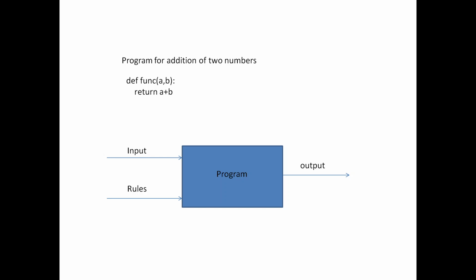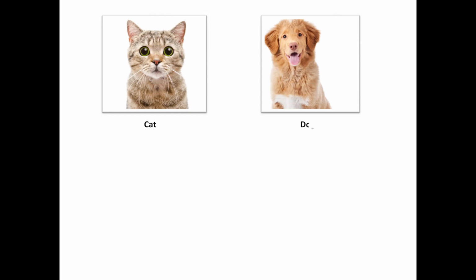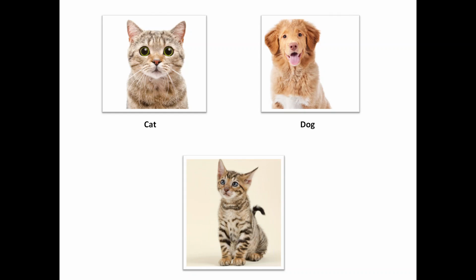But what will happen when we have this problem, that is, to classify whether the image is of a cat or a dog? You might be thinking of different rules, that is, if this image comes then it's a cat, if this image comes it's a dog. But what will happen when this image is provided as input? Now all our rules failed. So how will we solve this problem? This problem will be solved using machine learning.